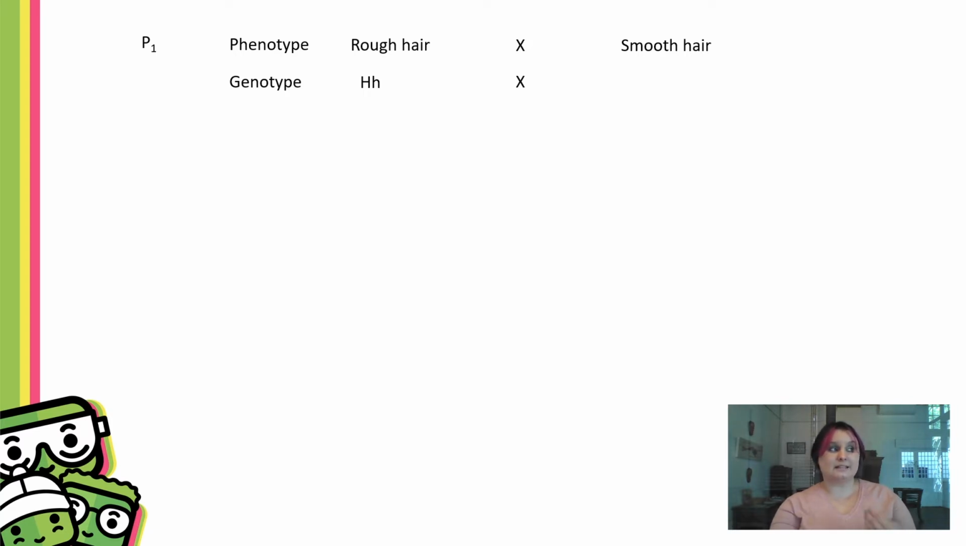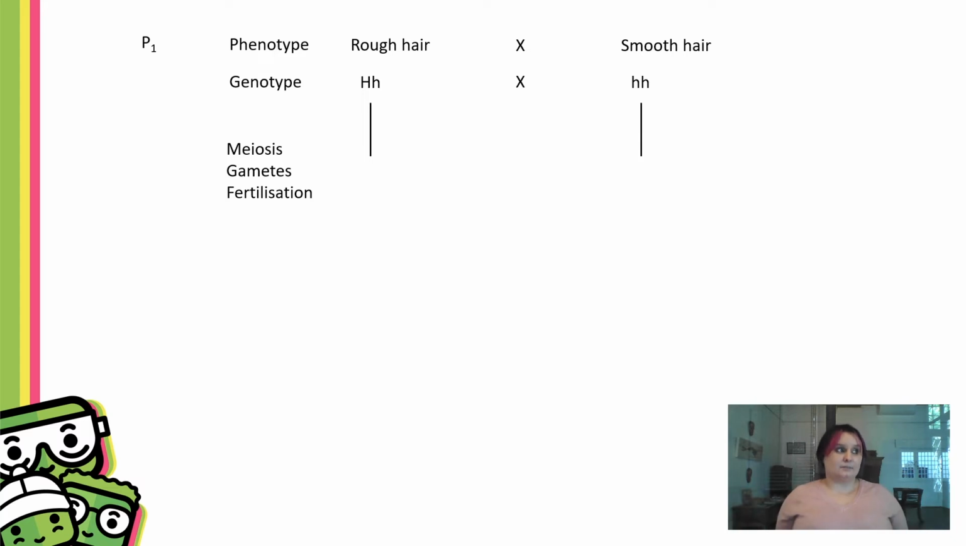Smooth hair is a recessive characteristic. We were told that in the question. And so in order for smooth hair to appear in the phenotype, or physical appearance, of that individual, they need to have inherited 2 copies of the same allele. So in this case, the parent would be homozygous, having 2 of the same alleles, which are 2 small letter h's. Right, so just from the information in the question, we can already figure out the genotype and the phenotype of the parents. Then what happens?